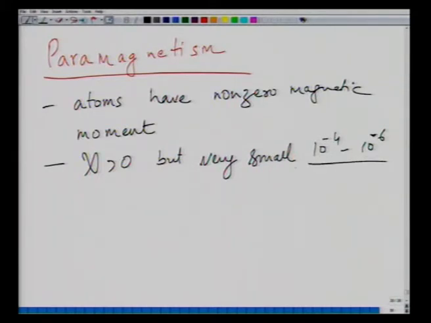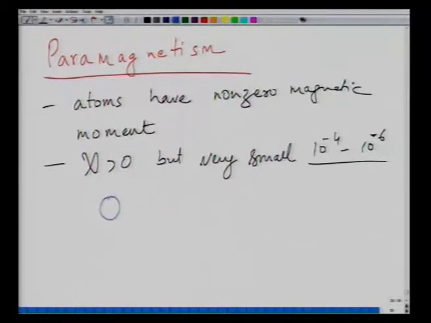Mostly it's closer to 10 to the power minus 5 to minus 6. Now what is the reason? The reason is, although each atom tends to have a finite magnetic moment, which means it's magnetically polar, all these magnetic moments, just like in a normal polar dielectric material, are randomly distributed with respect to each other.